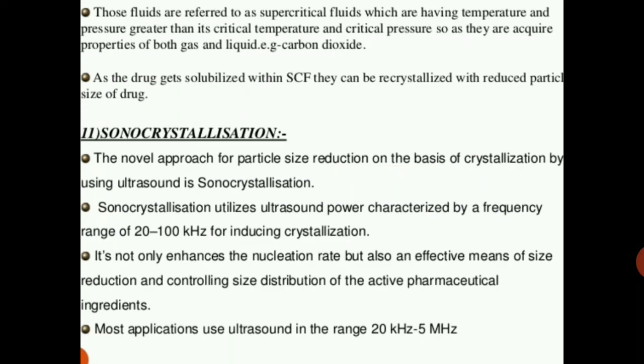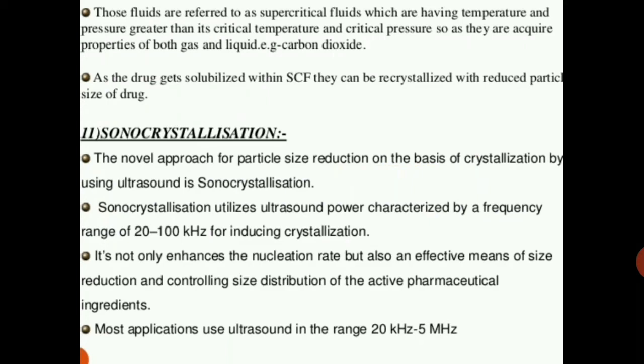Next one is the supercritical fluid recrystallization. You can see that in the graph. Those fluids are referred to as supercritical fluids, which have temperature and pressure greater than their critical temperature and critical pressure, so they acquire properties of both gas and liquids, for example carbon dioxide. As the drug gets solubilized within the SCF, it can be recrystallized with the reduced particle size of the drug.